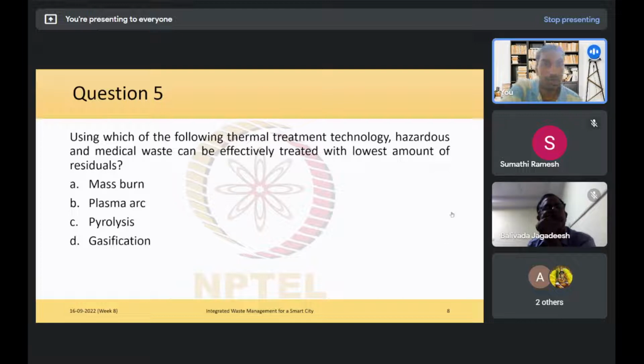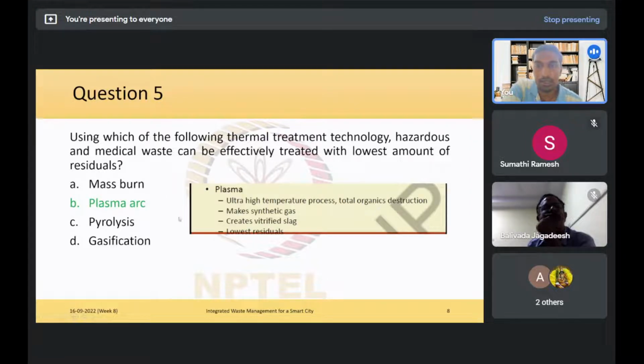Yeah. So we have a couple of answers for option B. That is the correct answer. So plasma arc leaves the lowest residue, and also we see that it is an effective technique when we are dealing with hazardous waste and medical waste. Why? Because we are heating it to a very high temperature, right? So all the organics are totally destroyed. So any contaminants that are present are effectively treated when we are doing this high temperature plasma arc technique.